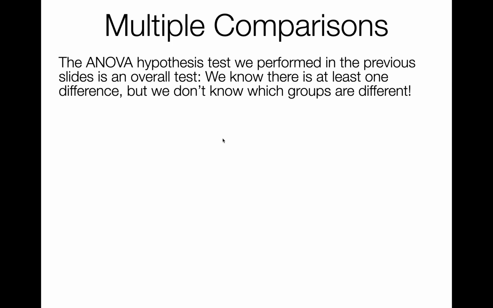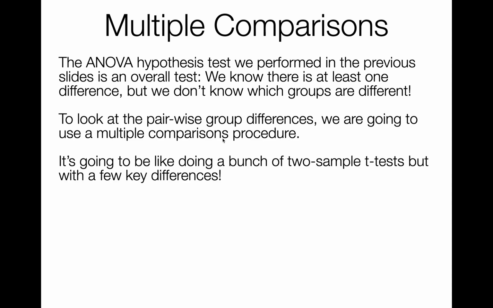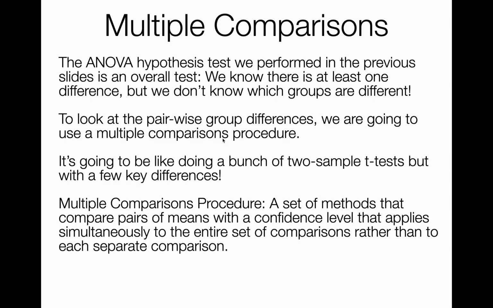So what we're going to do is use some more methods called a multiple comparison method. To look at the pairwise group differences, we're going to use a multiple comparisons procedure. It's going to be like doing some things that we haven't done in this course called 2 sample t-tests, but with a few key differences. And then I write here just a little bit about what a multiple comparison procedure is. I'll let you read that, and we'll move forward.